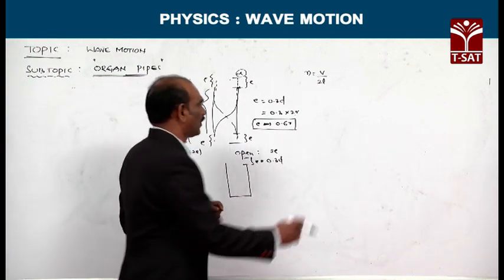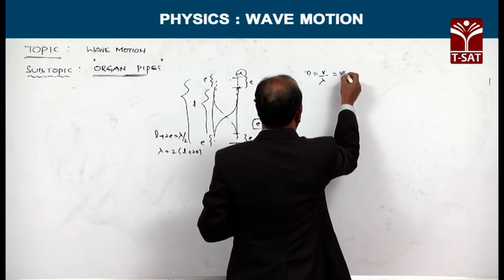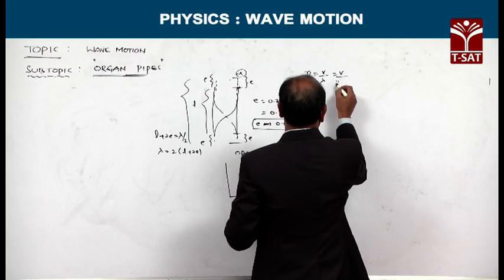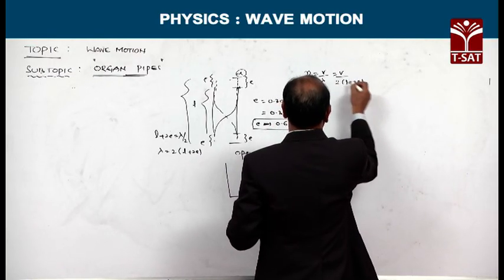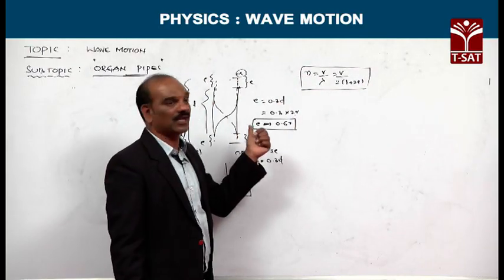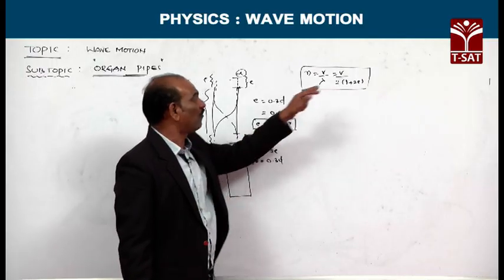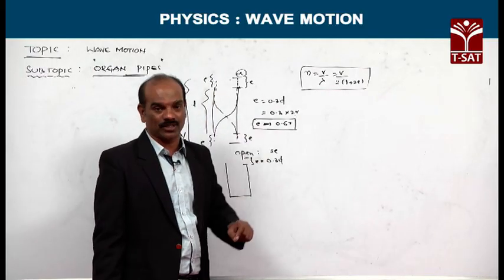We want to find out the frequency. N is equivalent to V by lambda. So, V by lambda is nothing but V by 2 times L plus 2E. So, this is the formula to be used to calculate the fundamental frequency of the open pipe in the first mode of vibration when end correction is taken into consideration.